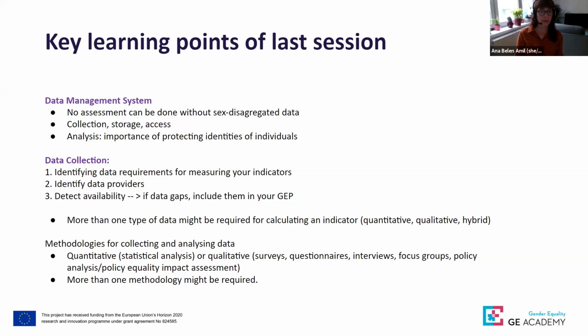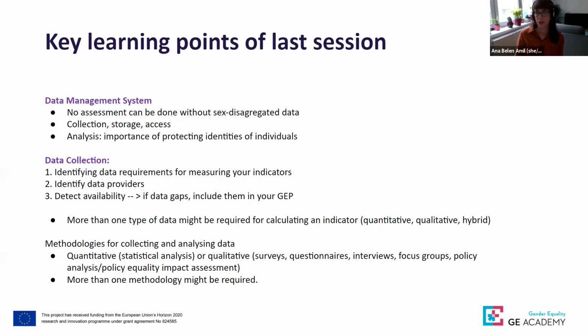Is this data there? And if there are data gaps for some calculations, then the data gaps should be included in the JEP as an objective. So collecting certain types of data that are not there is as well part of our future JEP. Bear in mind that more than one type of data might be required for calculating an indicator. We might have quantitative data, qualitative data, and hybrid types of data for your quantitative, qualitative, and hybrid types of indicators.